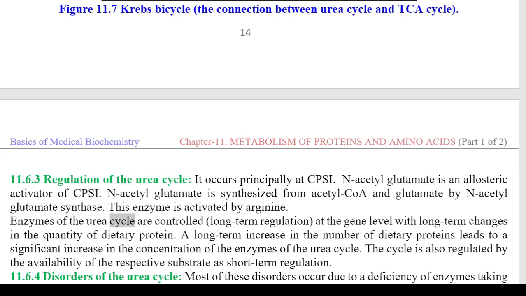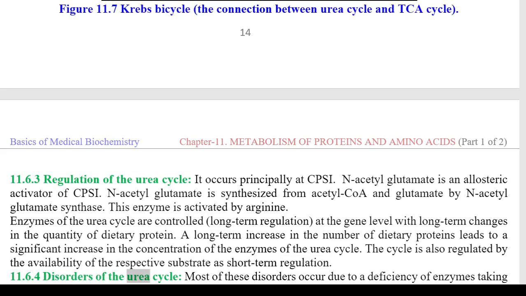Enzymes of the urea cycle are controlled, as long-term regulation, at the gene level with long-term changes in the quantity of dietary protein. A long-term increase in dietary protein leads to a significant increase in the concentration of the enzymes of the urea cycle. The cycle is also regulated by the availability of the respective substrate as short-term regulation.